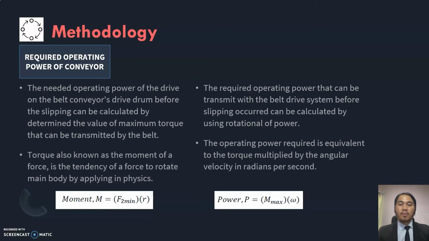The required operating power that can be transmitted with the belt drive system before slipping occurs can be calculated by using rotating power. The operating power required is equivalent to the torque multiplied by the angular velocity in radians per second.